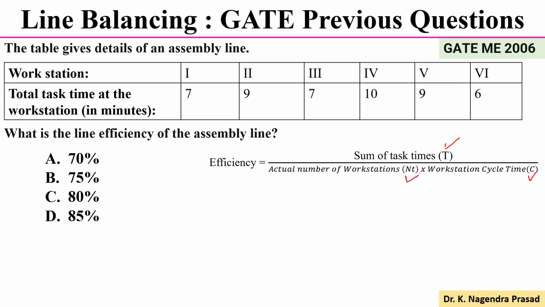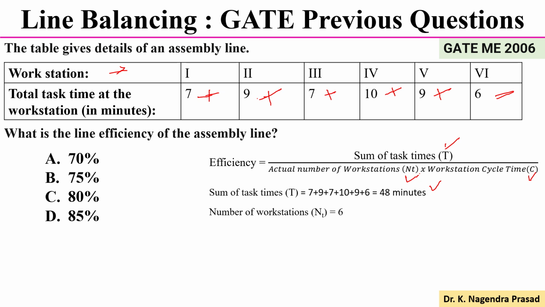So first we will look for the sum of task times. There are different workstations given and also given the task time. Then the sum of these task times will become 7 plus 9 plus 7 plus 10 plus 9 plus 6, which is equal to 48 minutes. So next we have to look for the number of workstations. In the problem itself it is given the workstations are 6. So total number of workstations are 6.